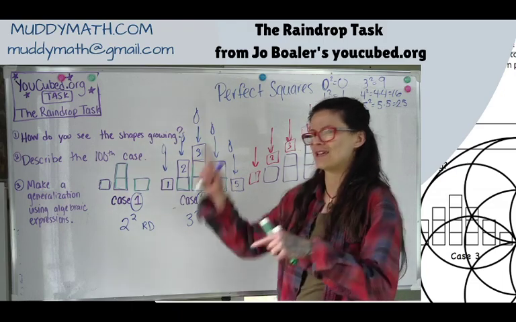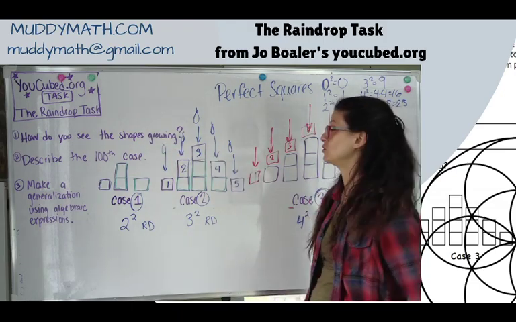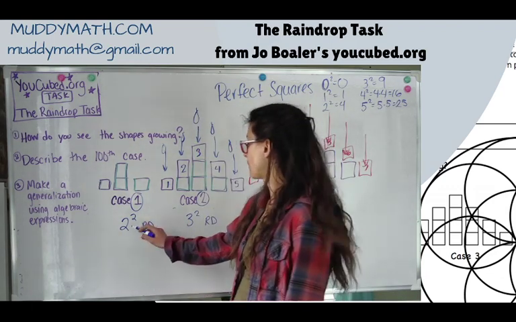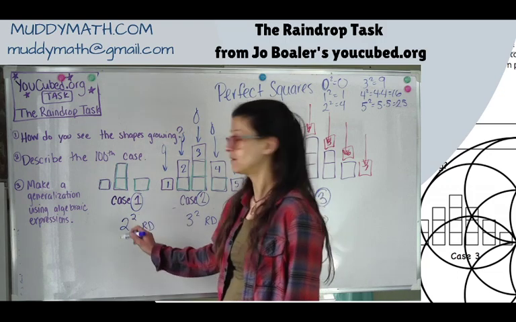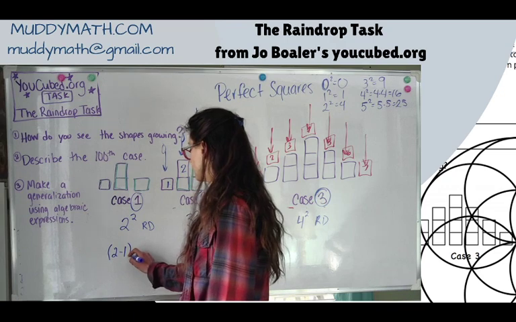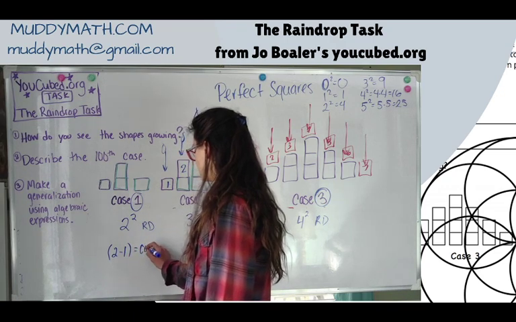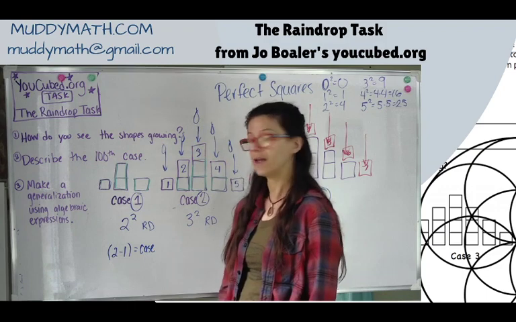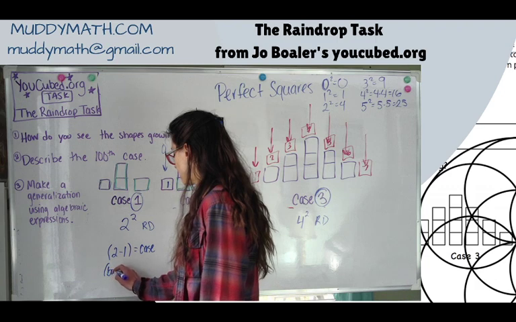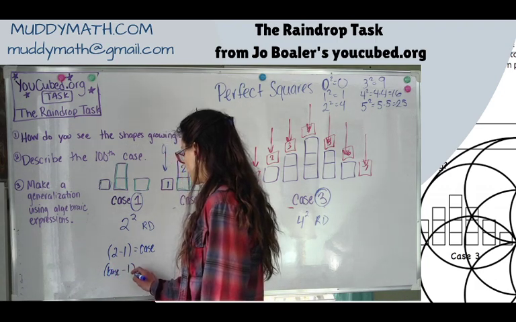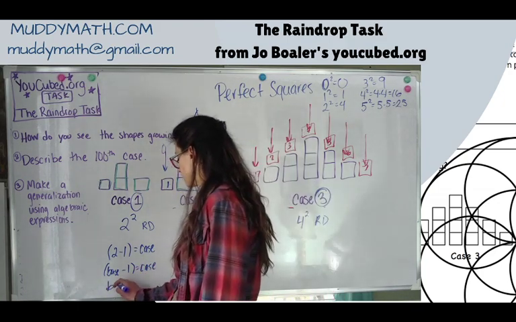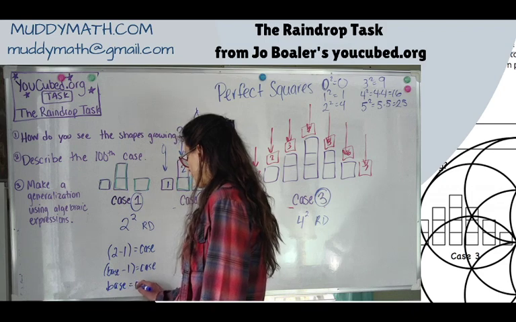Ooh, let's think if we can reverse our thinking after we do number 3. How can I write a numeric expression to represent how to get from 2 to 1? Well, I can get from 2 to 1 by subtracting 1. 2 minus 1 gives me the case, right? Okay? Or I can say the base of the power minus 1 equals the case. Or I could look at it as the base equals the case plus 1.